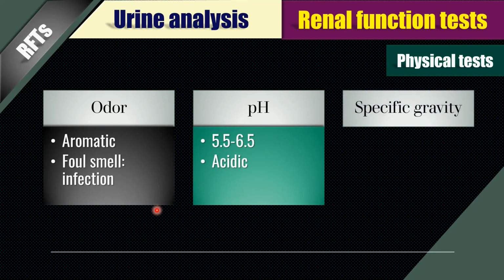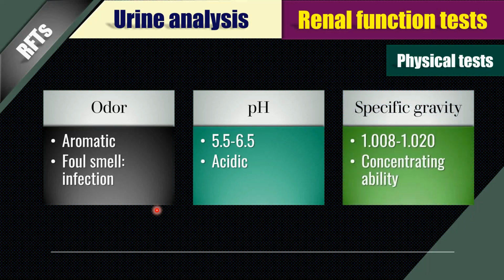Last one is specific gravity. Specific gravity means the concentrating ability of the urine. Suppose urine is highly concentrated, the solutes are more, so the specific gravity will be more. If urine is diluted, specific gravity will be less. The normal specific gravity is about 1.008 to 1.020. So these are all the physical examinations of the urine.